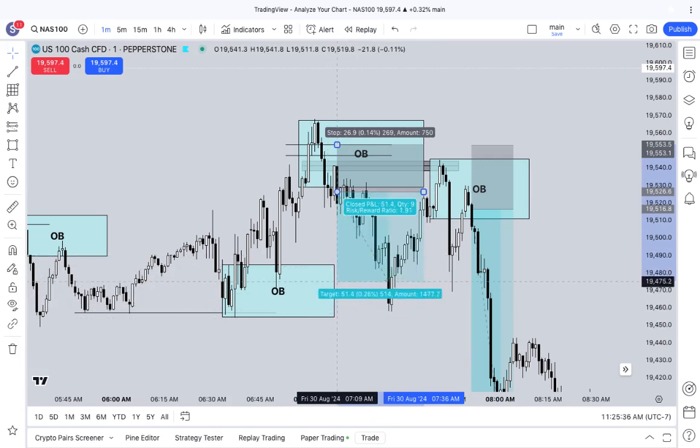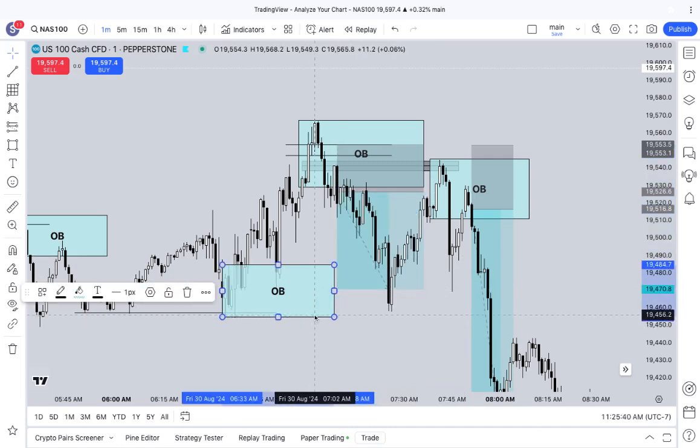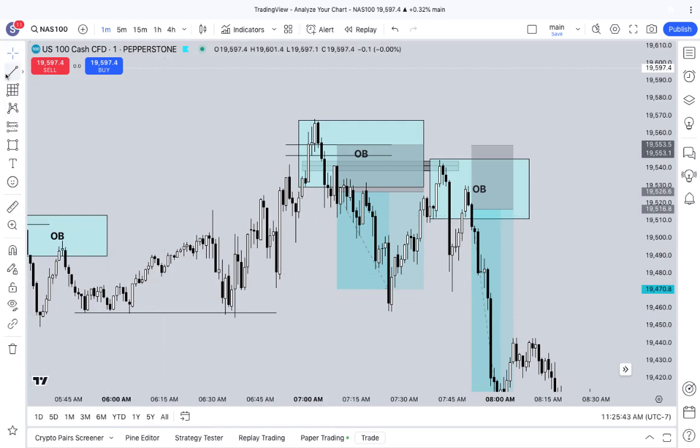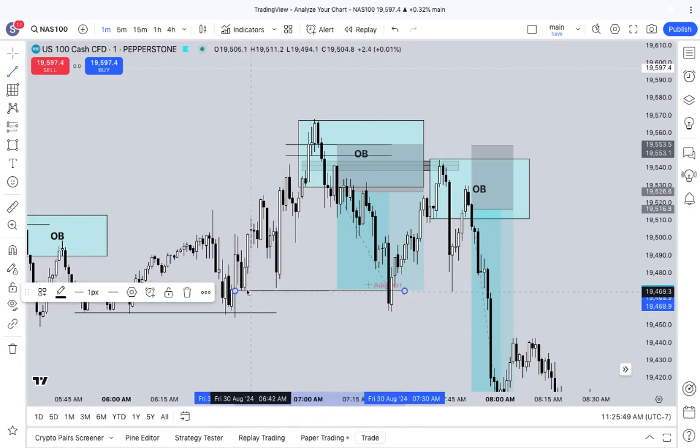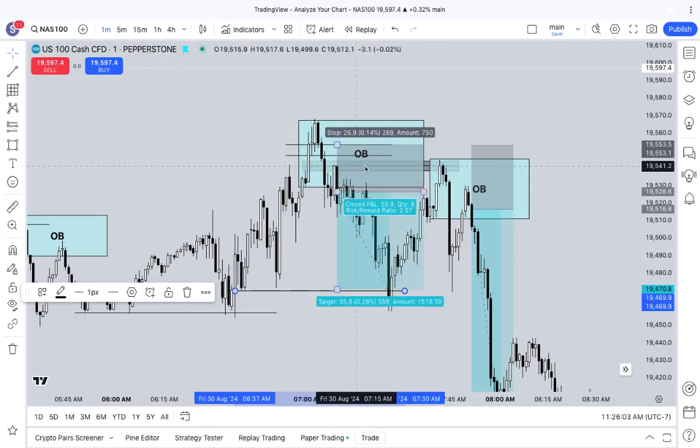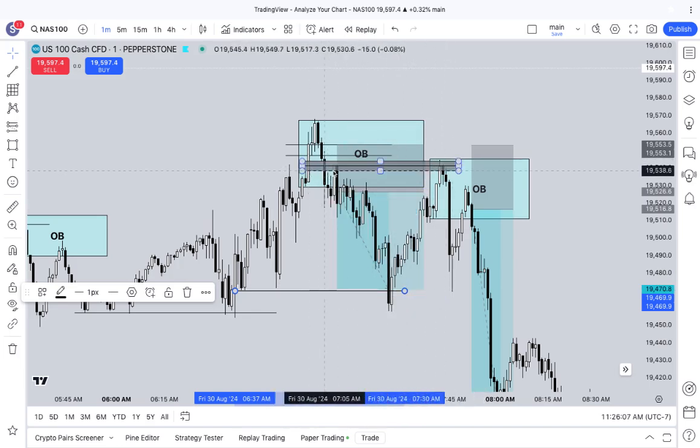But we could just target this low right here, because let me just remove this. As you can see, we have equal lows right here. These lows right here haven't been swept, so we know that price is going to come down and sweep these equal lows, and eventually price will come down here to sweep these lows. We just needed that retracement for price to come up here and take these resting orders right here.